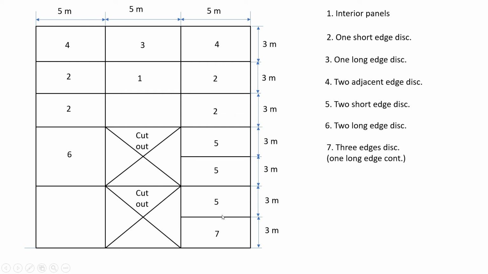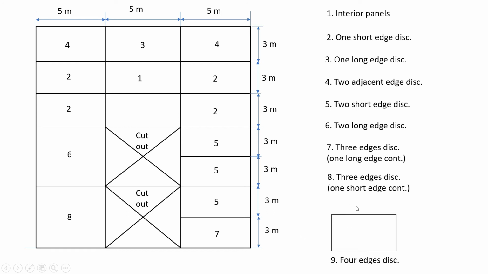In the seventh case, we have three edges discontinuous. Here the right side edge is discontinuous, the bottom edge is discontinuous, and the left edge is also discontinuous, and the longer edge is continuous. In the case of the eighth type of panel, we again have three edges discontinuous, but the shorter edge is continuous. So this upper edge is continuous, and all other three edges are discontinuous. And the last type of panel is one in which all the four edges are discontinuous. This is possible for a single span slab.